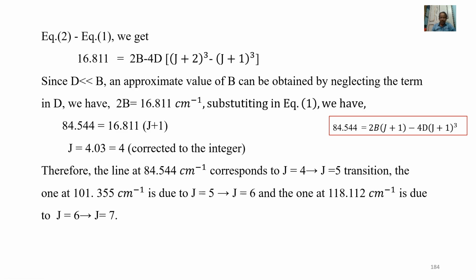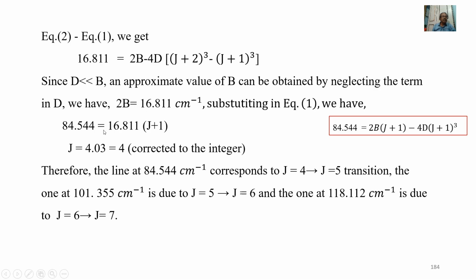Now equation 2 minus equation 1 will give us this equation: 16.811 is equal to 2B minus 4D times (J+2) whole cube minus (J+1) whole cube. Suppose we assume D is very, very small compared to B, then we have 16.811 equal to 2B. So from this value we can get the value of B.